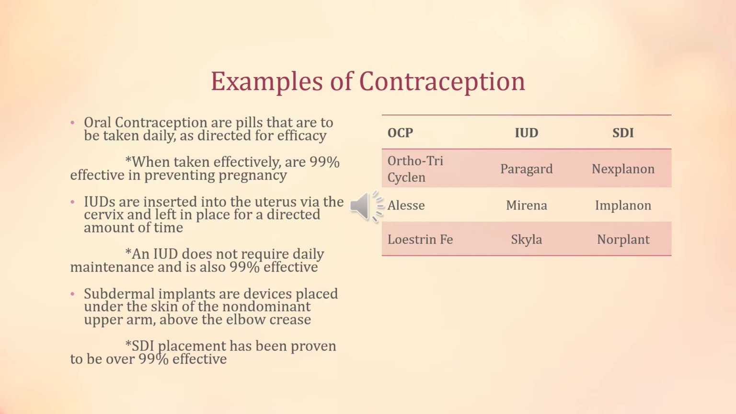Some examples of oral contraception are Ortho Tri-Cyclen, Aviane, or Loestrin Fe. IUD examples are the Paragard, the Mirena, or the Skyla. Subdermal implant examples are the Nexplanon, the Implanon, or the Norplant.